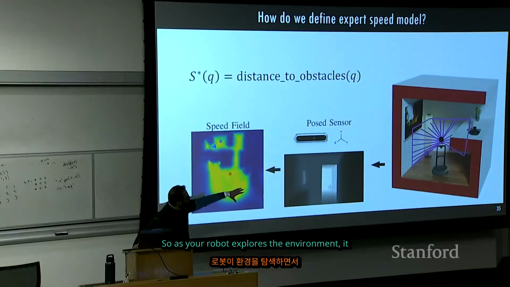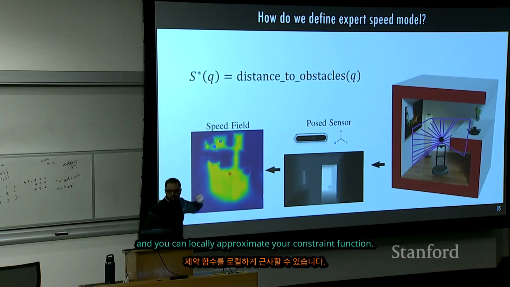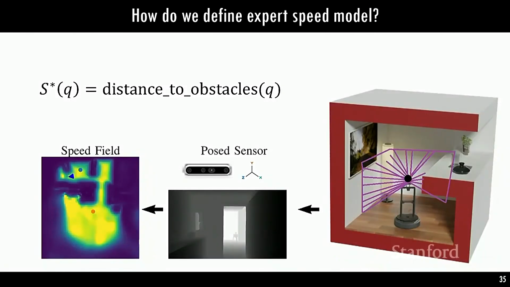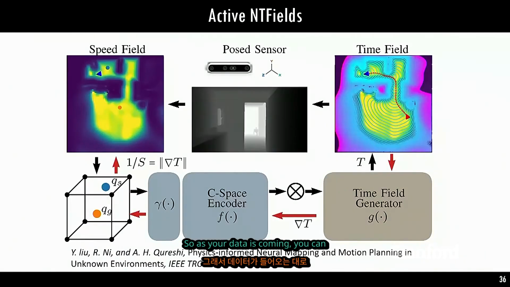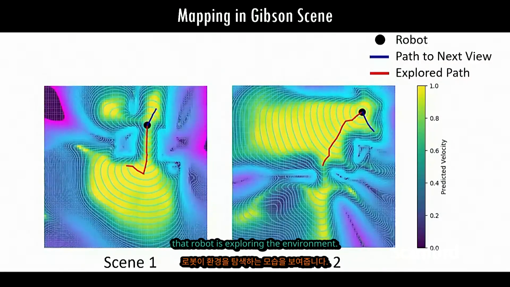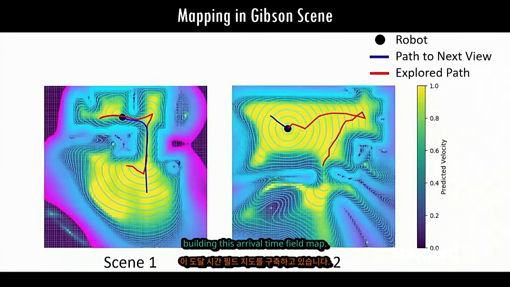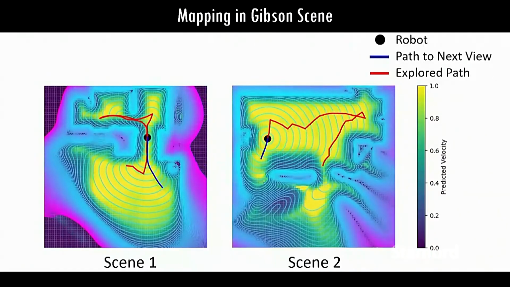investigated that. As your robot explores the environment, it gets the depth perception, and you can locally approximate your constraint function. As your data is coming, you can train this model. In this video, the robot is exploring the environment. Perception is coming in as a stream, and it is building this arrival time field map.